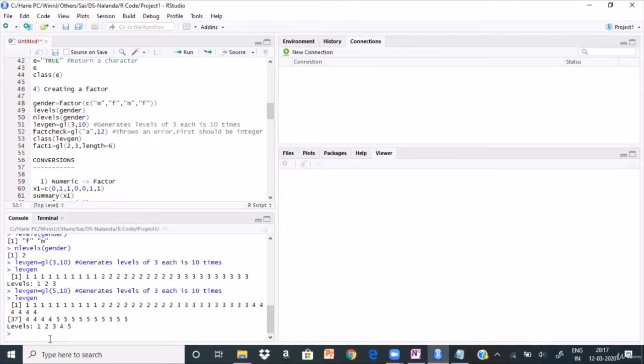Okay. So now, why 1, 2, 3? By default, I did not mention anything here, so the system has to start from 1 and then generate the 3 levels. But that is how the GL command understands and generates the information.